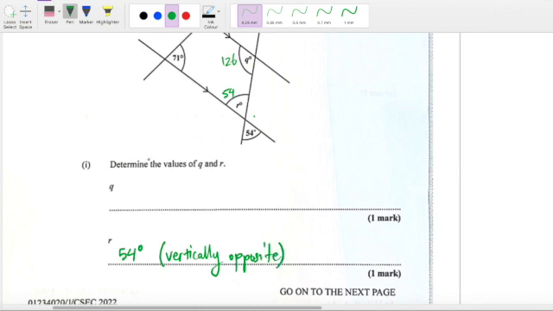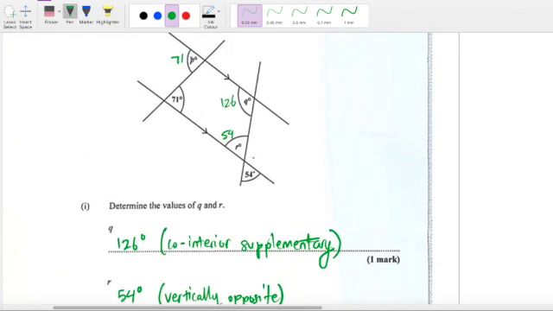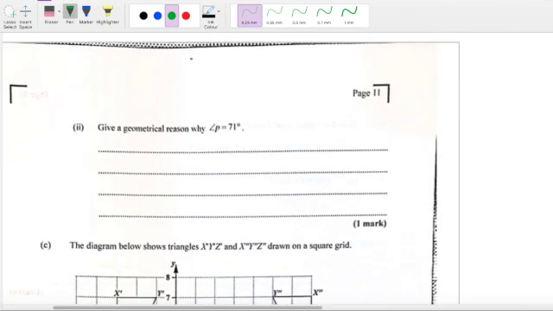and Q is 126 degrees, and I'm just going to put co-interior supplementary. They didn't ask me for reasons, but I just put it in anyway. I don't want to lose any marks. Now they did ask me, give a geometrical reason why the angle P is 71. And well, the angle P is simply 71 because alternate angles are equal.